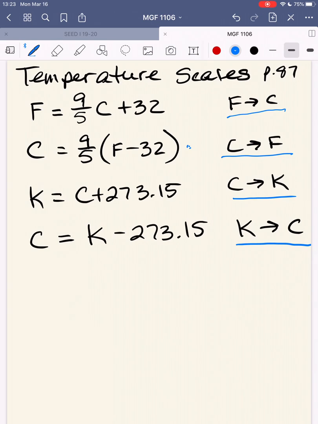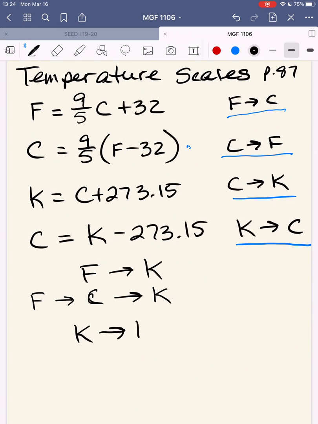However, if we want to go from Fahrenheit to Kelvin, then we have to convert our Fahrenheit to Celsius first and then convert that to Kelvin. If we want to go the other way, from Kelvin to Fahrenheit, then we have to convert the Kelvin to Celsius and then to Fahrenheit. So there'll be three different steps involved if for some reason we need to go from Kelvin to Fahrenheit. Be really careful that you do that extra step there.